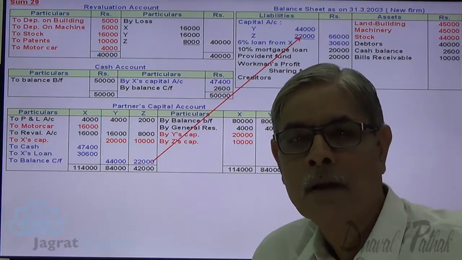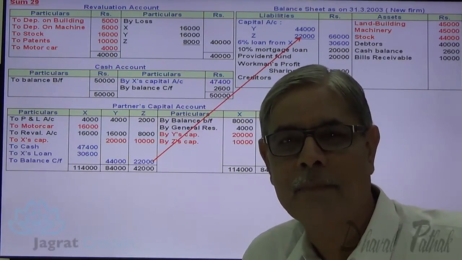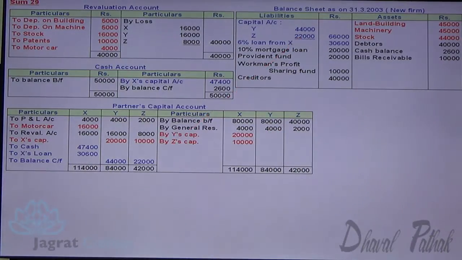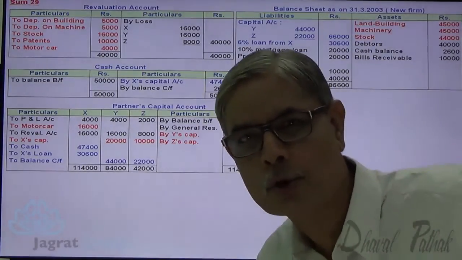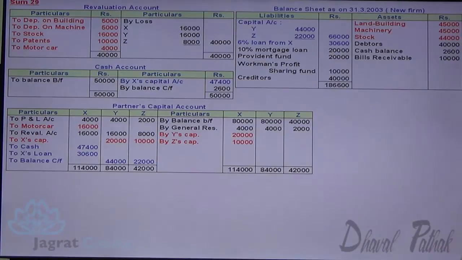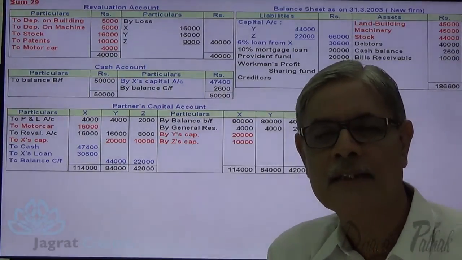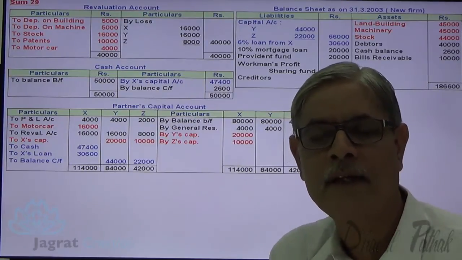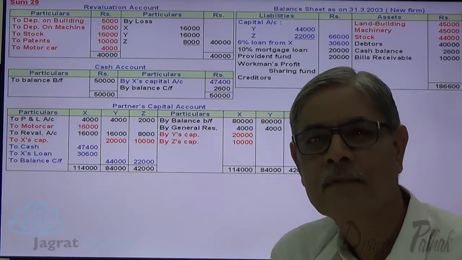So now my balance sheet total should agree. Let us have a total of asset side and liability side. Total should be same. Here total of liability side is 1,86,600. You can make the total, no problem. And the total of asset side is also 1,86,600. 1,86,600 is the total of balance sheet. This is how the sum is solved here before you. I think you must have followed this sum. Thanks to all of you.